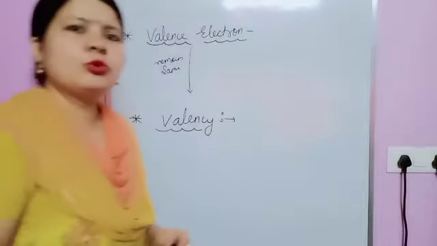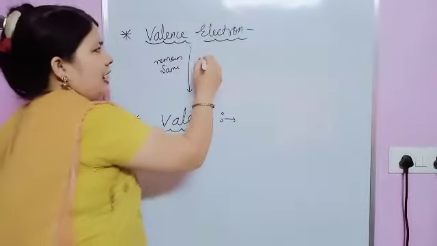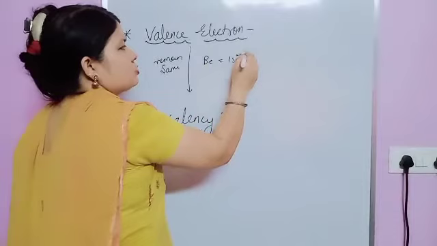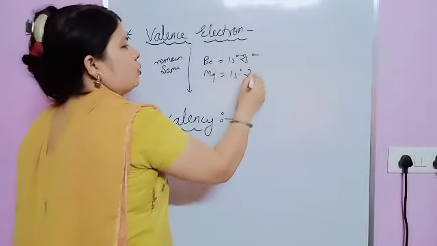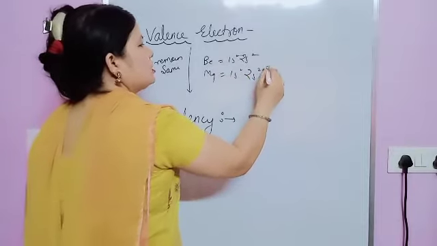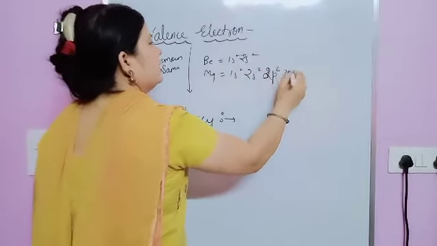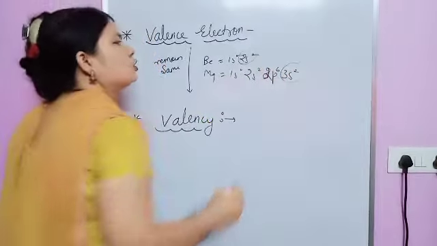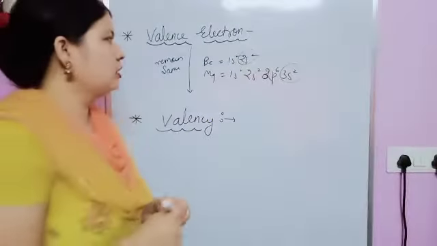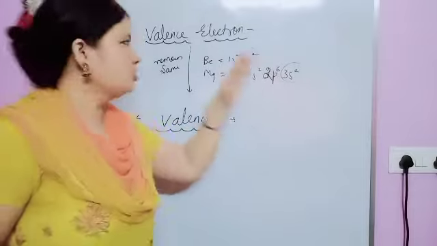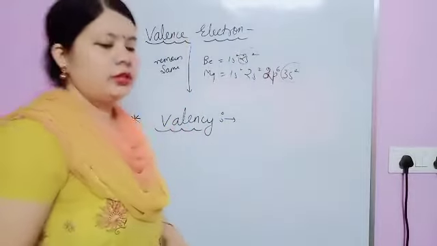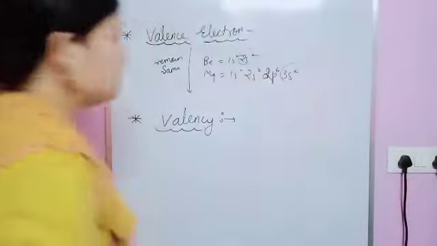Reason: just because of electronic configuration. Either it's beryllium, which is 1s2, 2s2, or magnesium, which is 1s2, 2s2, 2p6 and 3s2. So just see, it's 2 and 2. In valence electron number, the outermost shell number of electrons is the same. So that's why down the group valence electron remains the same.